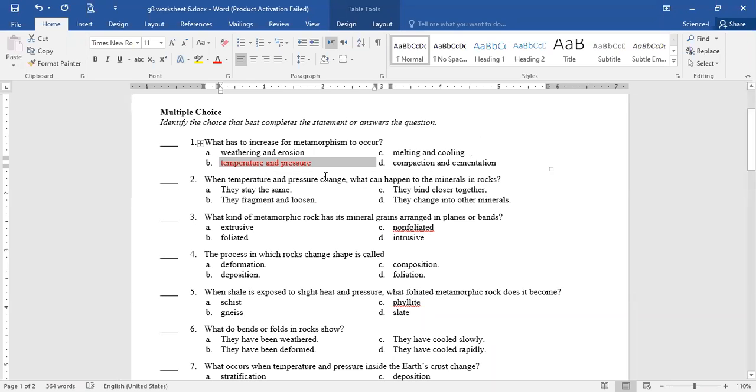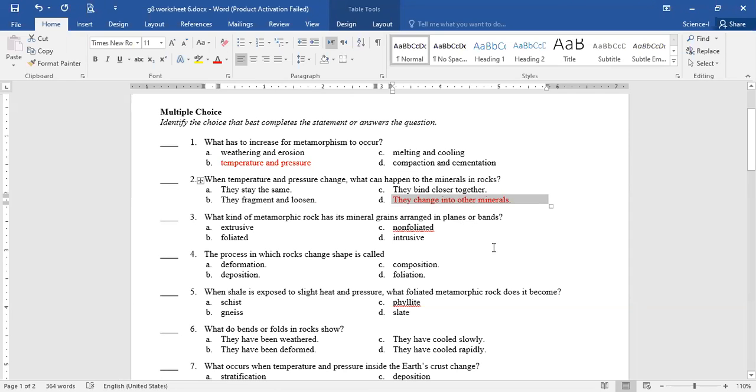Yeah, Judy? D, they change into another mineral. Yes, they could change into another mineral. Good. That's how metamorphism happens. Question 3: what kind of metamorphic rock has its mineral grains arranged in planes or bundles or bands?